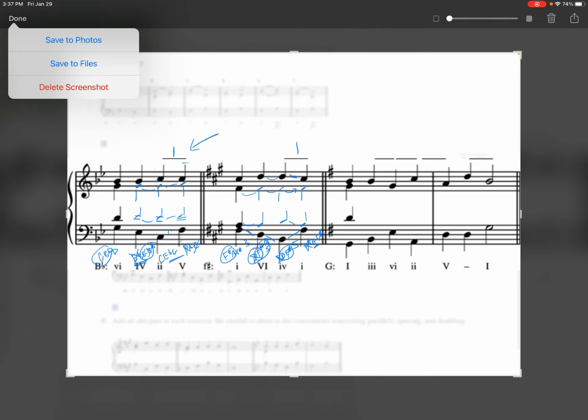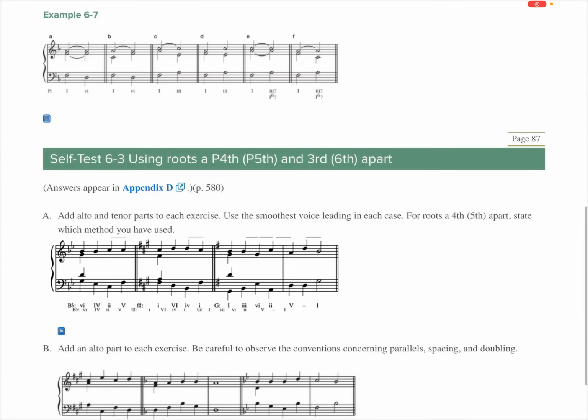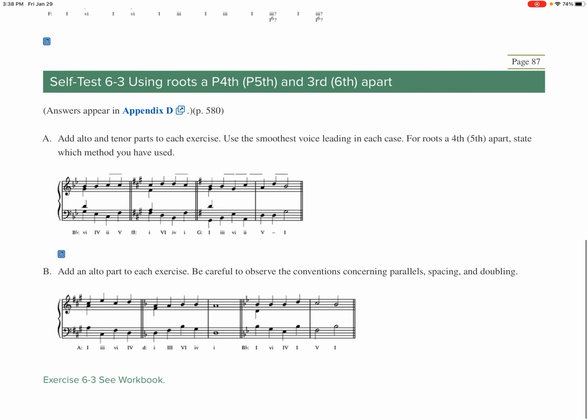So there you have it. You can do some of the other ones if you'd like, but you will be doing this for homework as well. Remember, root motion of a third, sixth, two common tones. Look for those. You can't always keep them, but it's good if you can.